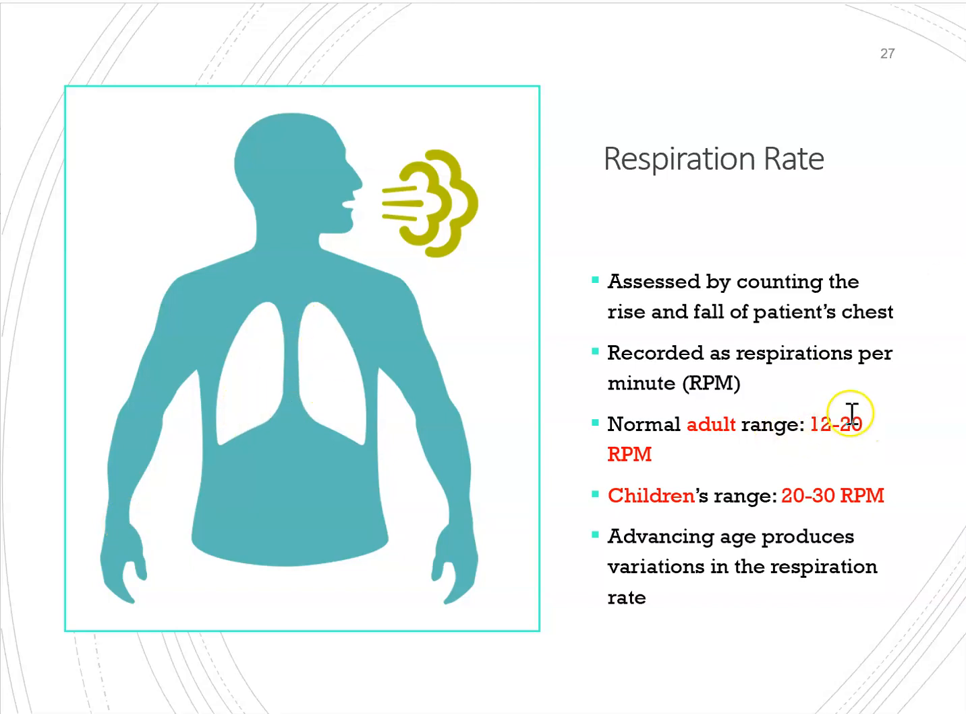And the normal adult range is 12 to 20 respirations per minute. For children, it is 20 to 30. Children tend to have a higher respiration and a higher pulse when we're checking vital signs. Children's numbers tend to be higher for pulse and respiration. Adults are lower.